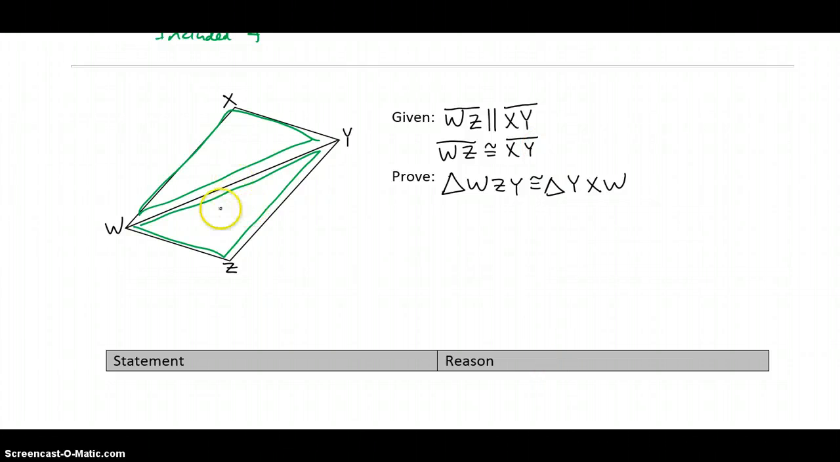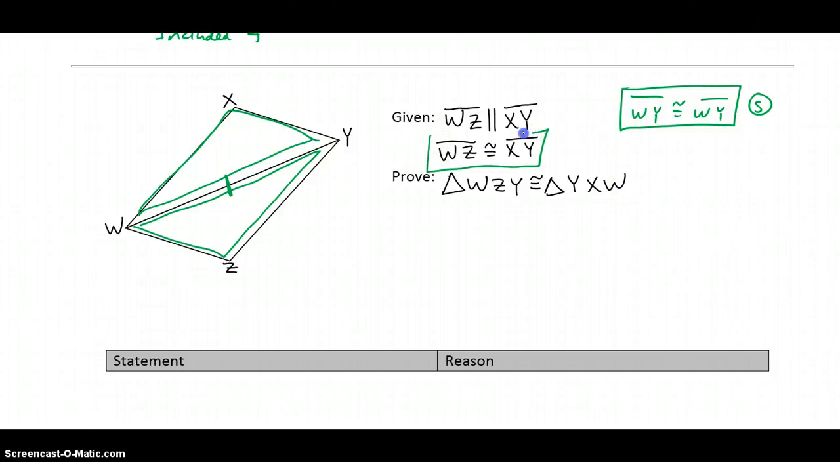Well, I know automatically by the way that these two triangles are drawn, they share a side. So automatically, I know that WY is congruent to WY by the reflexive property. That gives me a pair of congruent sides. So I need to figure out another pair of congruent sides and a pair of congruent angles to use side, angle, side. Well, if I look at this second given right here, I'm told that WZ is congruent to XY. That's my second pair of congruent sides.